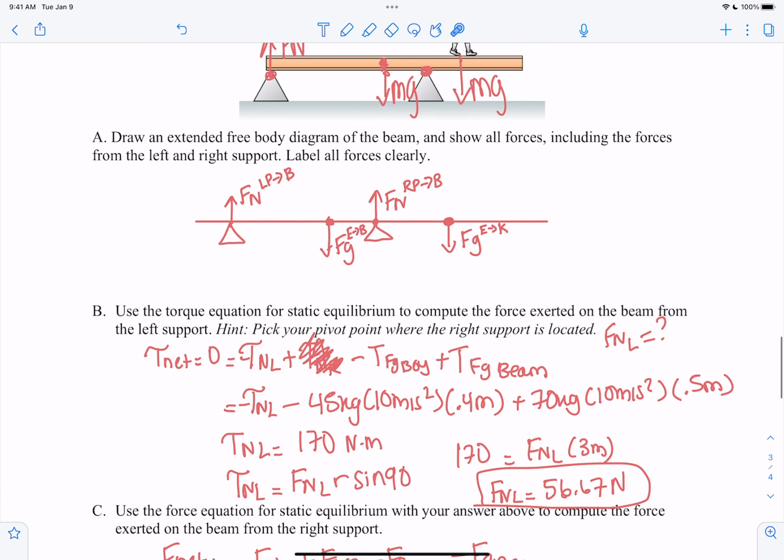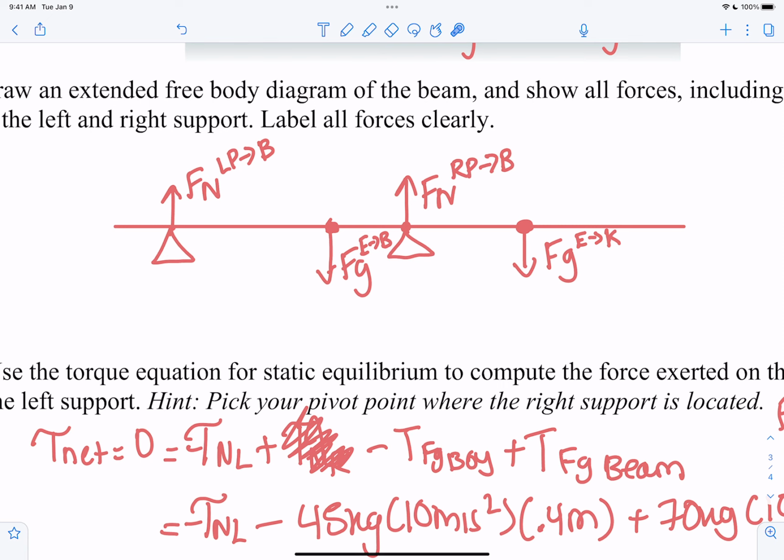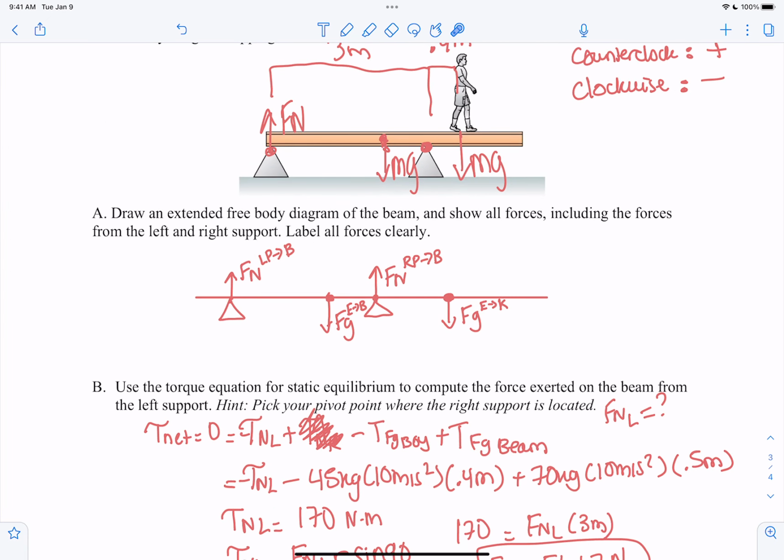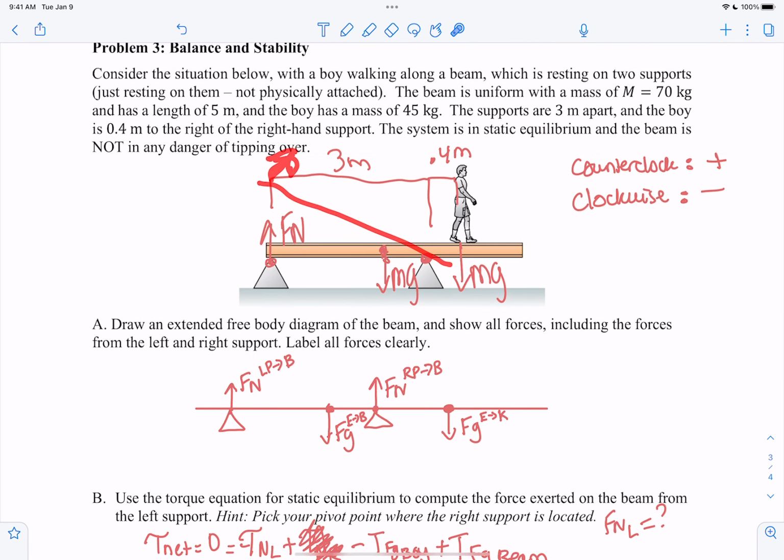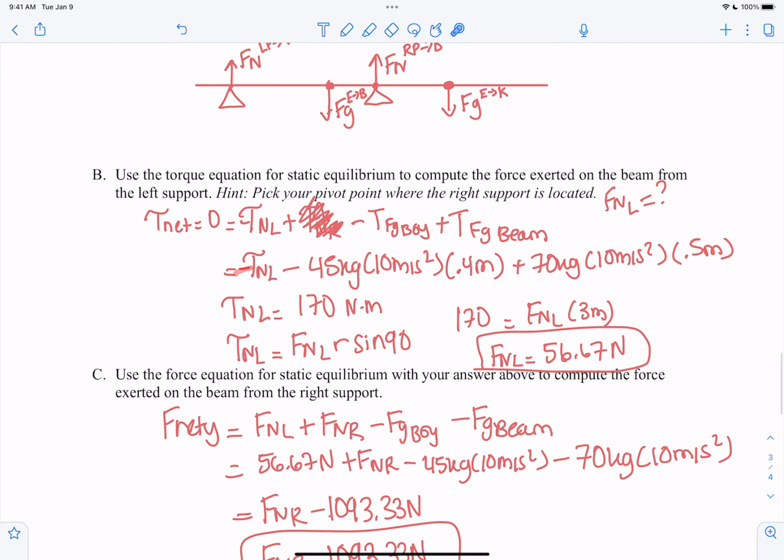And then we know that the torque here for the normal force due to the left support, if we were to also let that overwhelm things, if we went like this, then you're going this way, this way, this way, this way. That's clockwise. So that's negative. That's why we made the torque here negative.